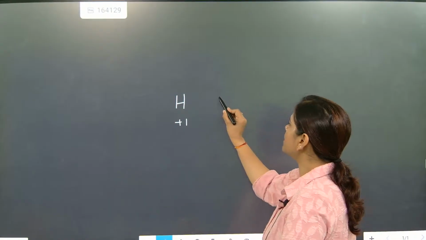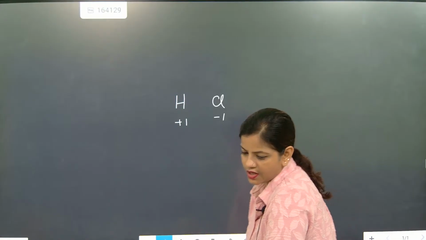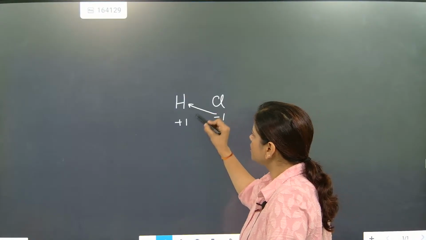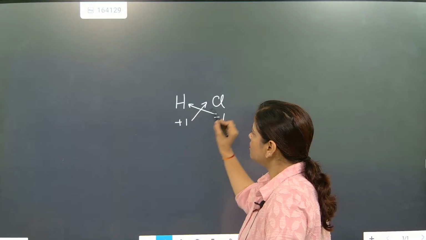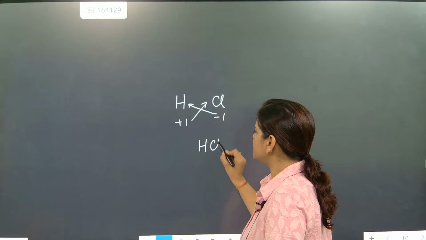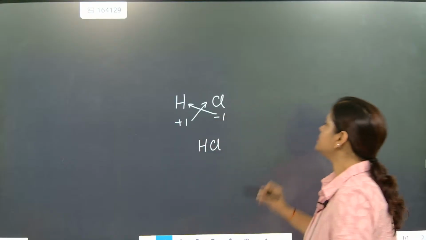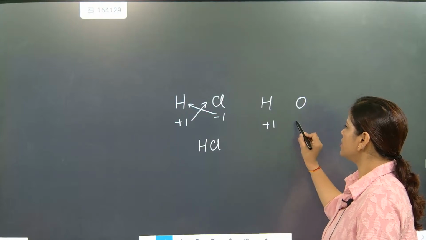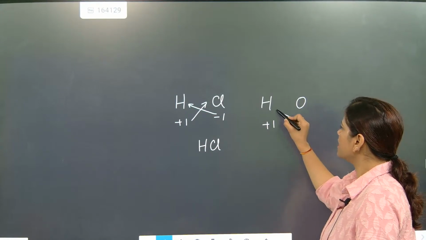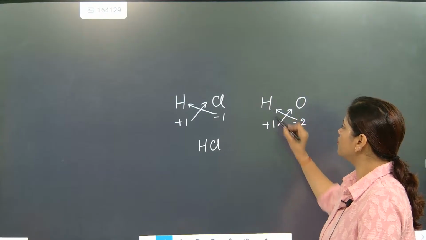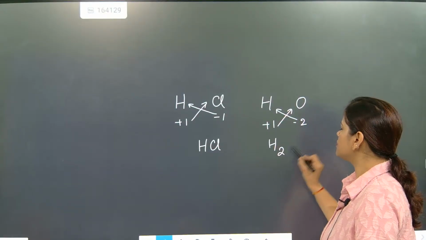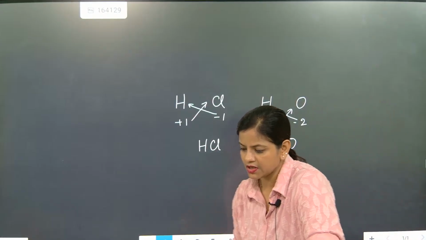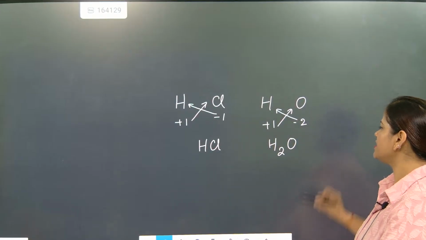Now chlorine needs one, so minus one. Here plus and minus is not important. You see the crisscross rule ratio. This will go here and this will go here. Hydrogen 1, chlorine 1, so it will become HCl. Whereas if you see hydrogen and oxygen, hydrogen is plus 1, oxygen valency is minus 2. Again you apply crisscross, so 2 will go here. That means 2 atoms of hydrogen will combine with 1 atom of oxygen. Understood? So this is coming as H2O.